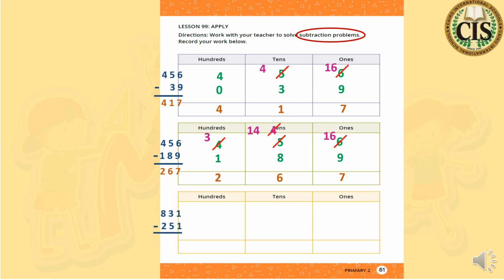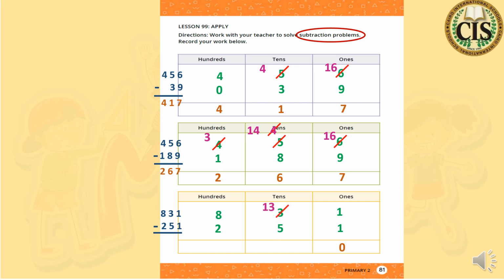The last question, 831 minus 251. We will write 8 in hundreds, 3 in tens, and 1 in ones. 251, the second number, we will write 2 in hundreds, 5 in tens, and 1 in ones. Now we're going to subtract: 1 minus 1 equals 0. 3 minus 5. Oh, we don't have more on top. So we need to stop and go to the next door. 8, can you please give me 110?